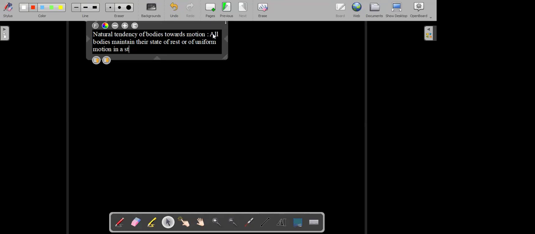Initially this was understood by some to be a false statement. It was Aristotle who studied this and said that it is a natural tendency of all bodies to be in the state of rest. So he found out that all bodies should be in the state of rest.